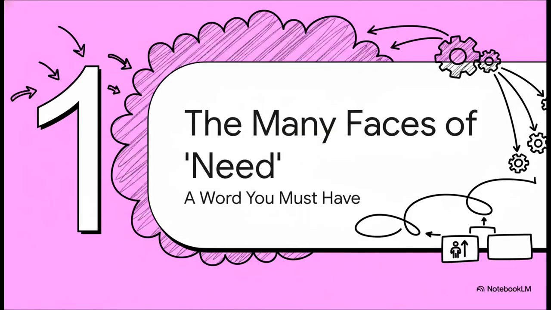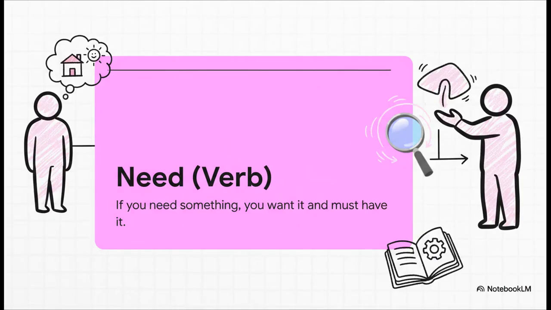Okay, so to get to the bottom of this big secret, we first have to get a handle on how this powerful little word even operates. And we'll start with its main job, as a verb. This is the need you and I use every single day. It's totally straightforward, right? It just connects a person to something they require. It's an action word, but it's really expressing this fundamental state of wanting something essential.